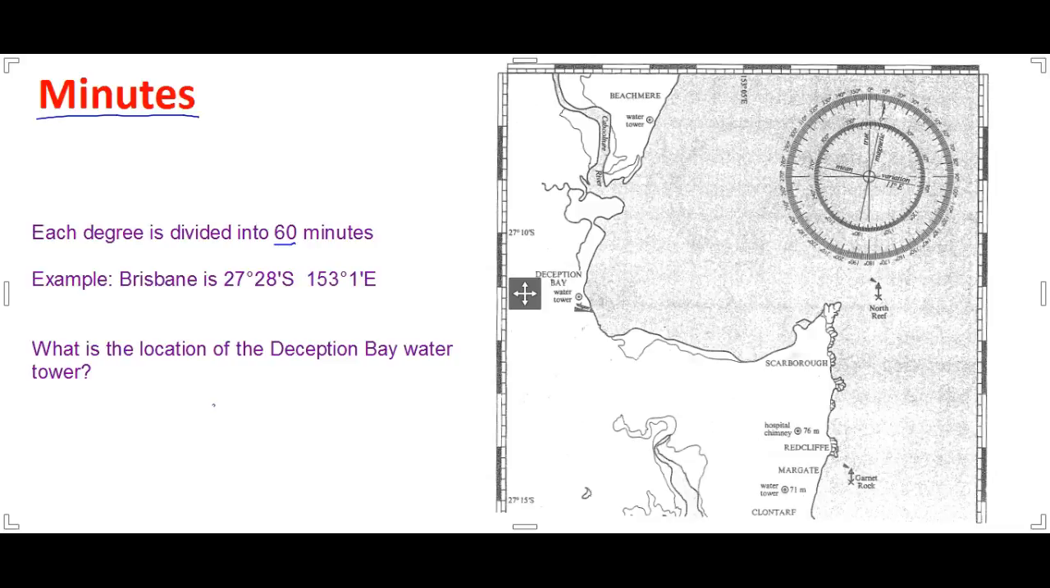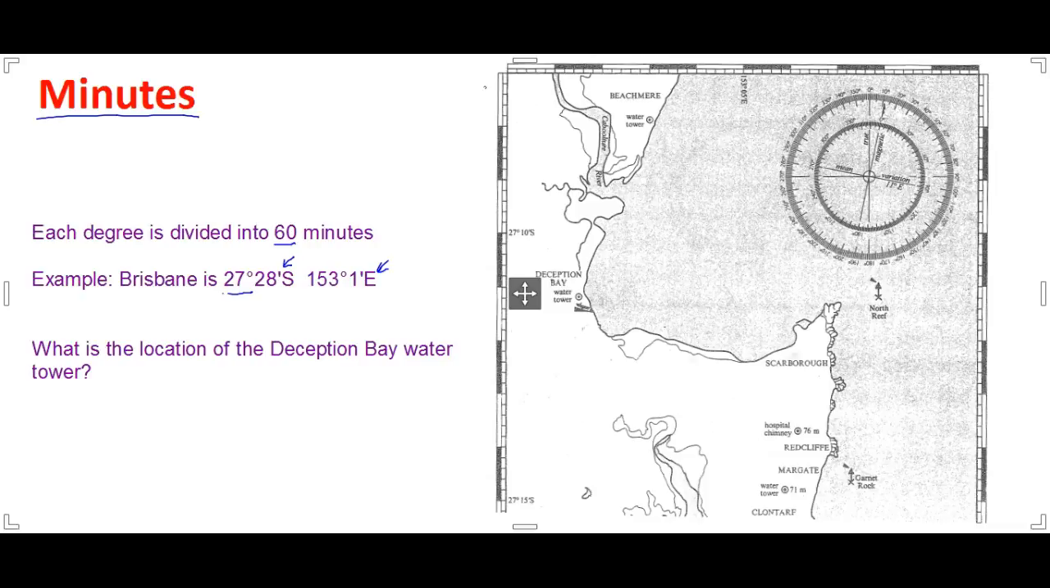Okay? An example of using this system gives us a position for Brisbane of 27 degrees, 28 minutes south. You'll see that minutes is represented by this apostrophe. And 153 degrees, 1 minute east. That's a much more accurate location for Brisbane.